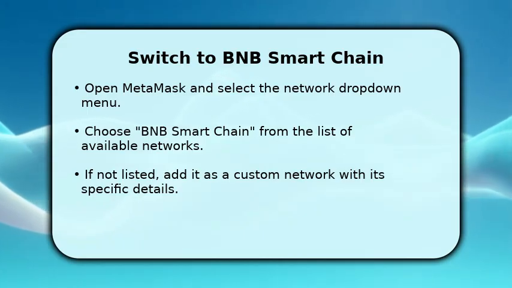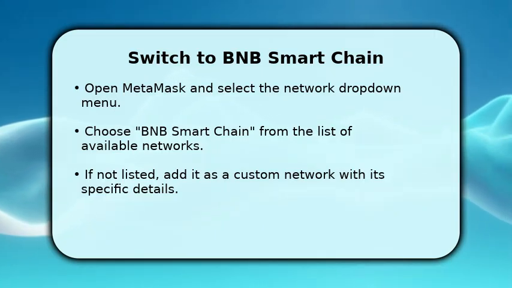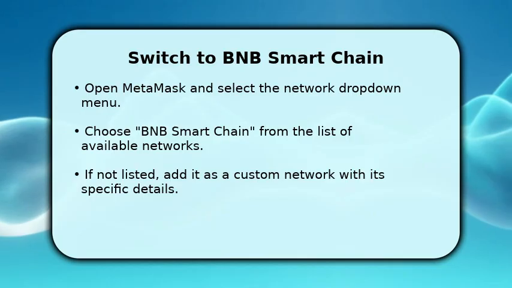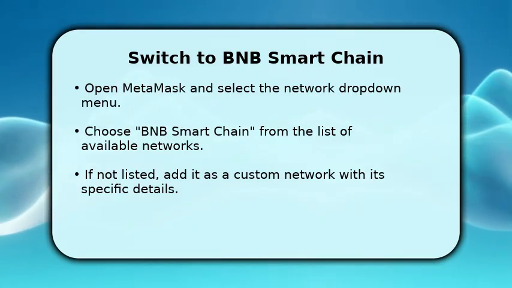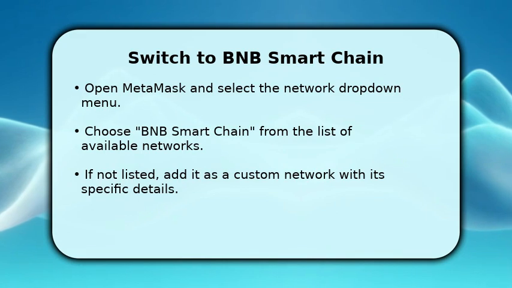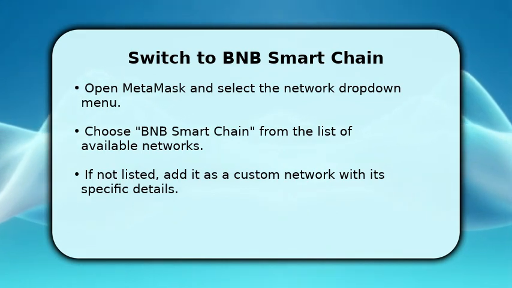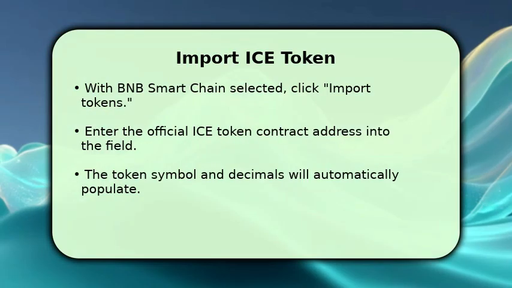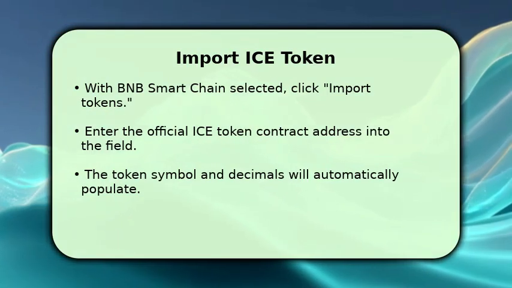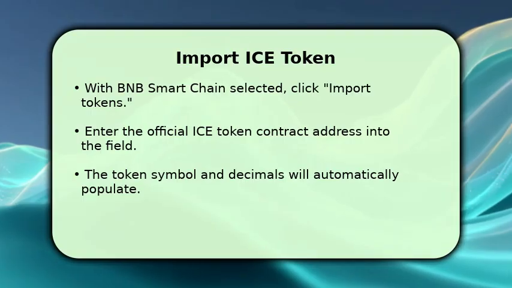The chain ID for BNB Smart Chain is 56, and you'll need a valid RPC URL. This step is vital because the ICE token primarily operates on this network, facilitating your transactions and interactions. Once connected to the BNB Smart Chain, you can import the ICE token.